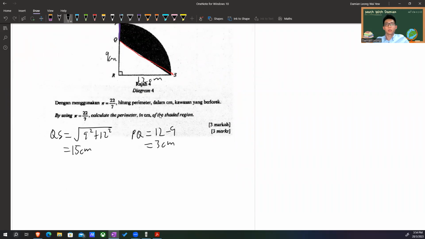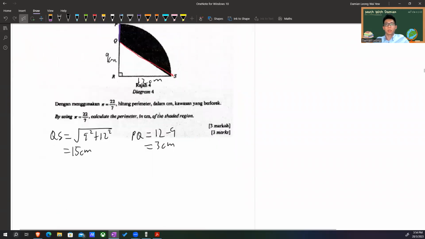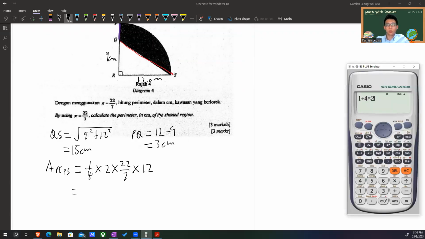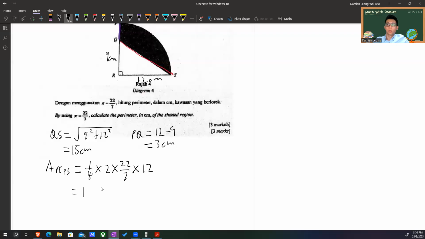And then length of arc PS. So this is a quarter circle. Means it is 1/4 of your 2 pi r. 1/4 times 2 times pi, 22 over 7, times radius. Radius in this case is 12. 1/4 times 2 times 22 over 7 times 12. So 18 6/7 cm.